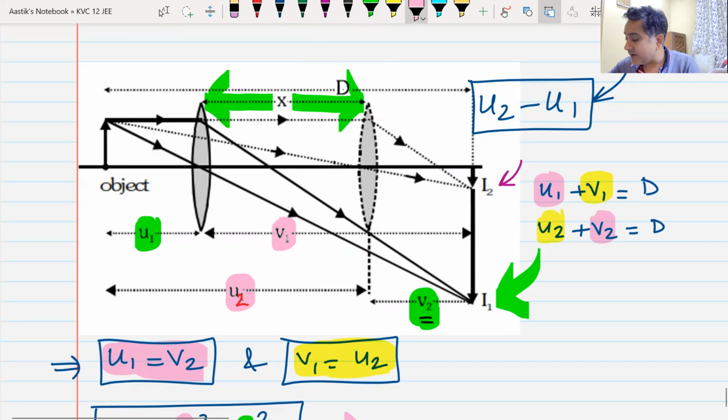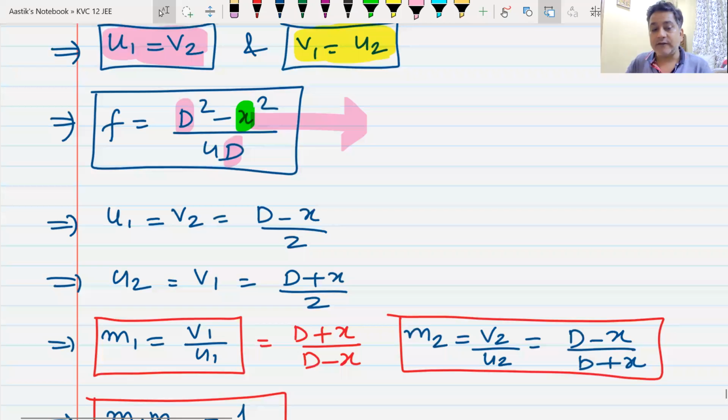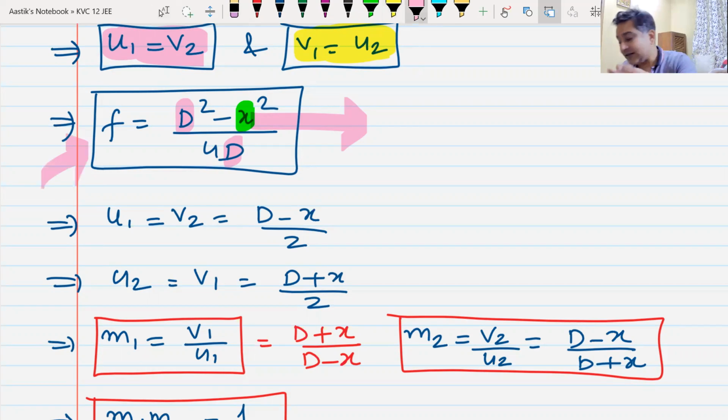You already know the value of d because that's the distance between the object and the screen. You know d. You will be able to calculate the value of x with your experiments, and then you can put this in this formula and calculate the focal length of this converging lens. That is the aim of the experiment, to find out the focal length of this lens, and the focal length of the lens will come as (d square minus x square) divided by 4 times d.